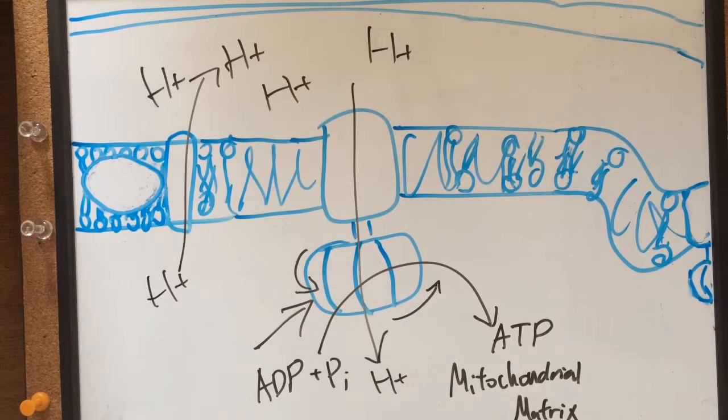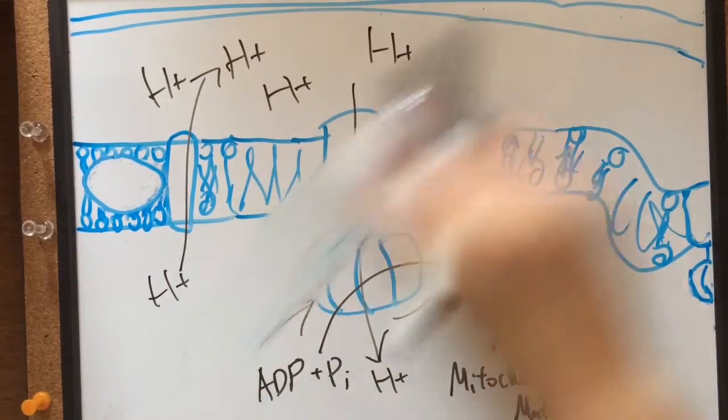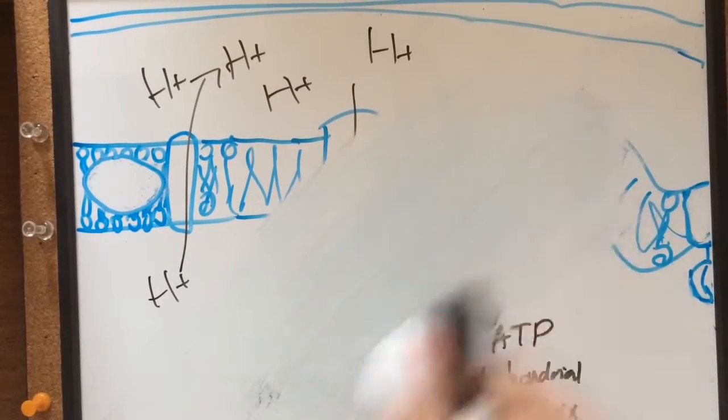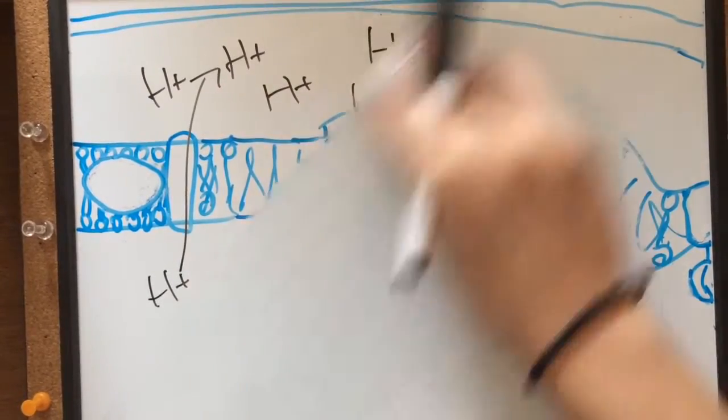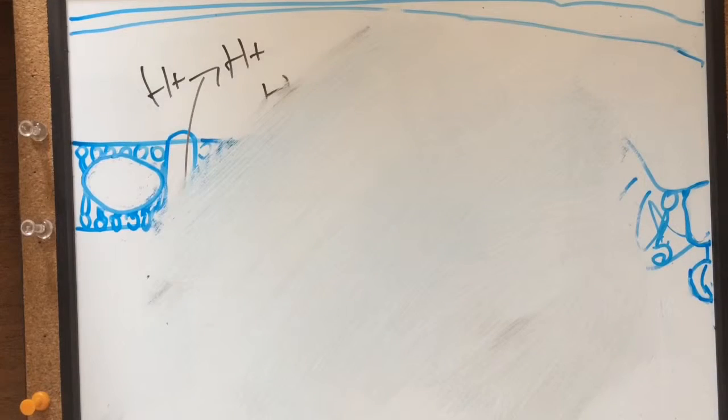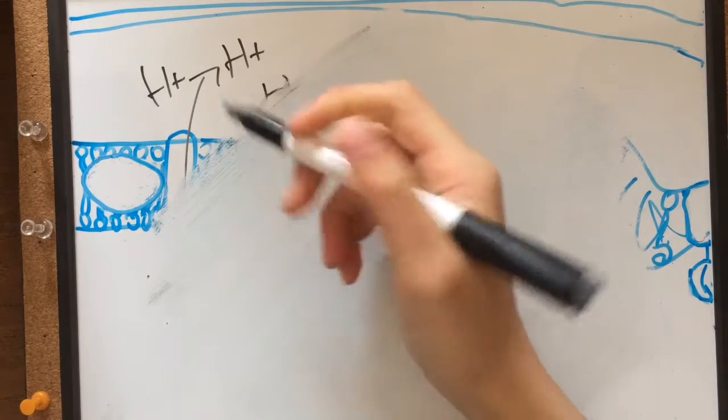Altogether, around 38 ATP are created from one glucose. Wow, this is a bad eraser, but I'm just going to introduce the cellular respiration equation once more.